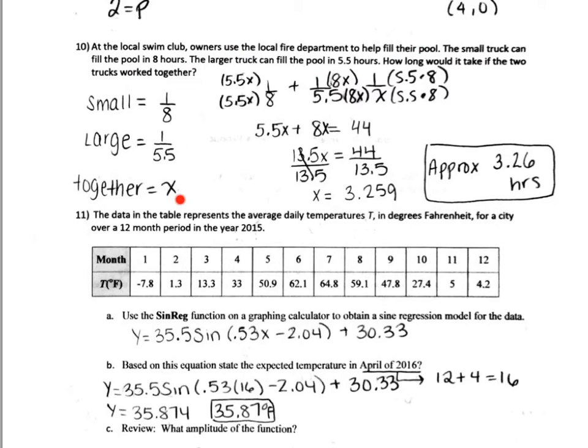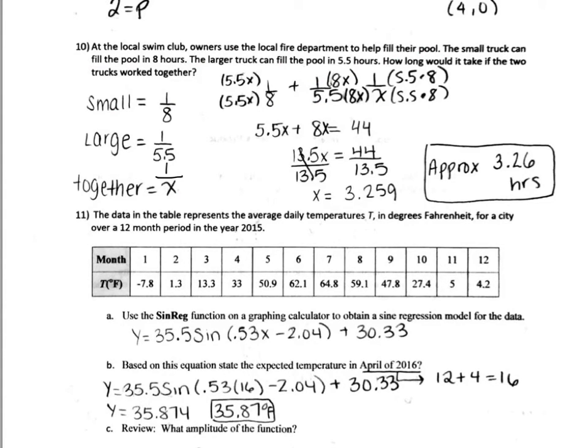These are the proportions or fractions that you need to set up. The smaller truck can do 1/8 of the job in an hour, where the larger truck can do 1 over 5.5 of the job in an hour. Together, they'll only be able to do 1 over x of the job. So, the way that we set up the equation is very simple. 1 over 8 plus 1 over 5.5 equals 1 over x.